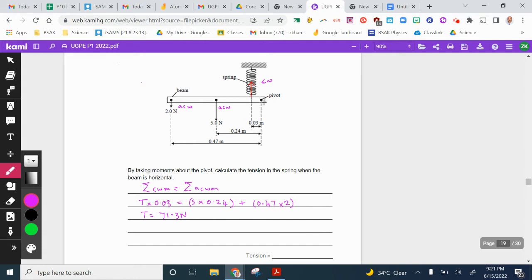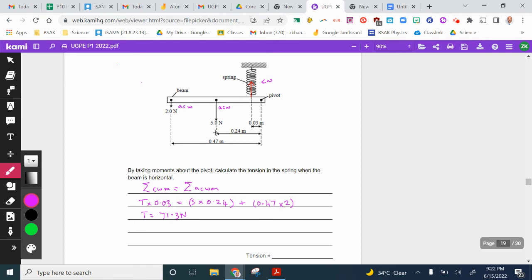This force here creates a clockwise moment around the pivot point. There's a distance from the pivot point, there is the force. So that will create a clockwise moment. And these two forces will create an anti-clockwise moment around that pivot point. So the clockwise moment is the tension in the spring multiplied by the perpendicular distance from the pivot to that force, which is 0.03, and then that's equal to the anti-clockwise moment.